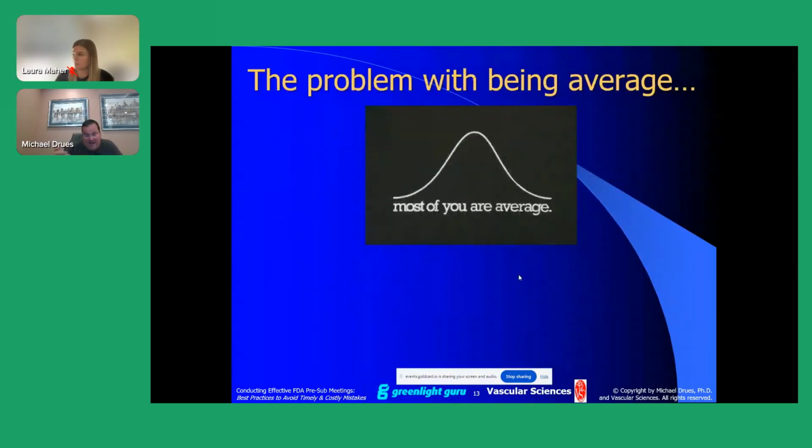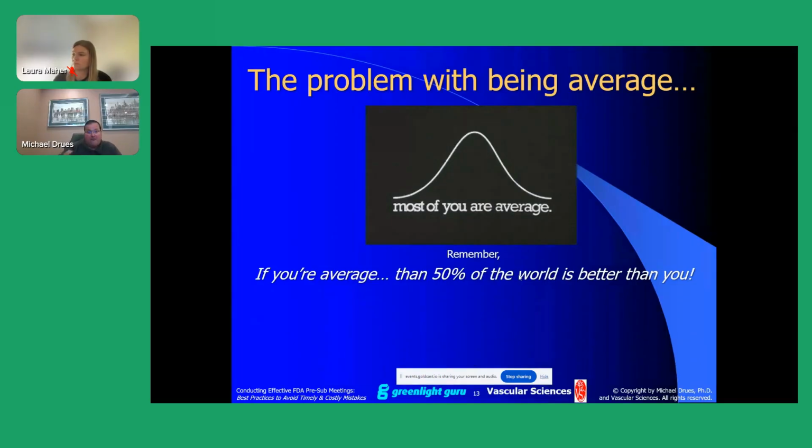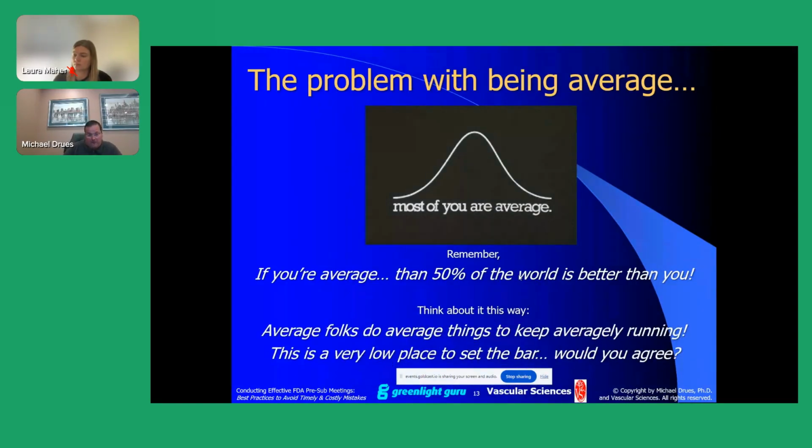If you want to be average, here's the problem with being average. That means that 50% of the world is better than you are. Or put it another slightly different way, average folks do average things to keep averagely running. This is a very low place to set the bar. I hope all of you in this audience would agree.